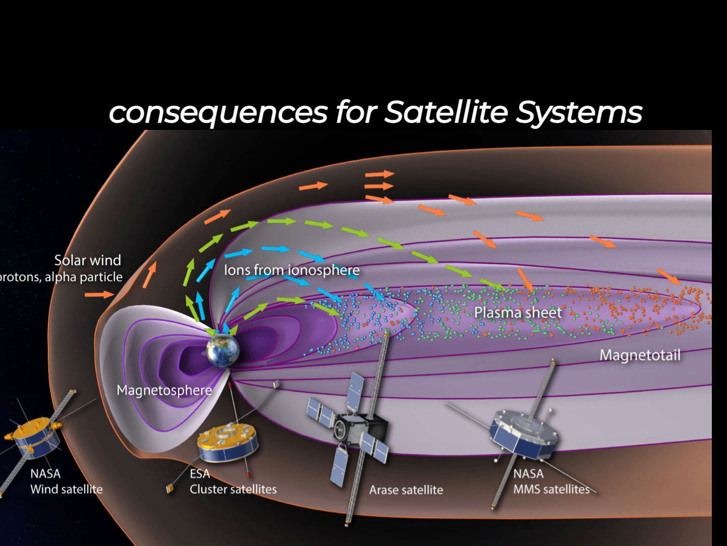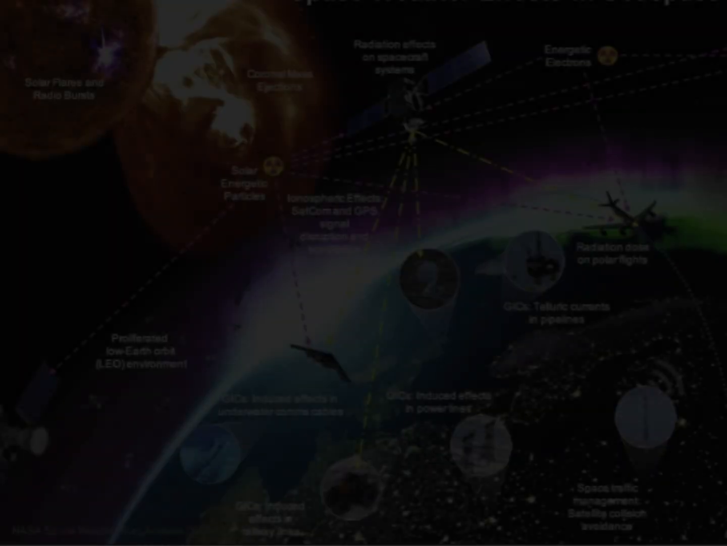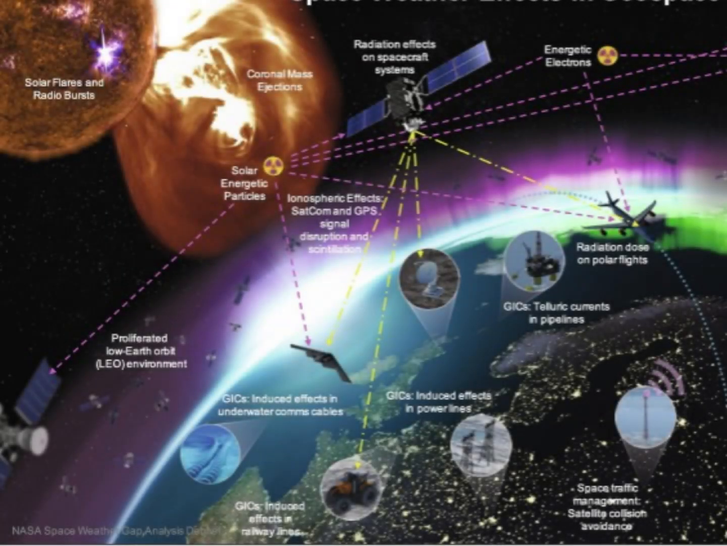What are the consequences and effects on satellite systems? GPS, communication, and weather satellites in orbit are affected globally. One of the big consequences is increased atmospheric drag on low-orbit satellites and radiation damage to electronics. That is disrupting global navigation and communication.